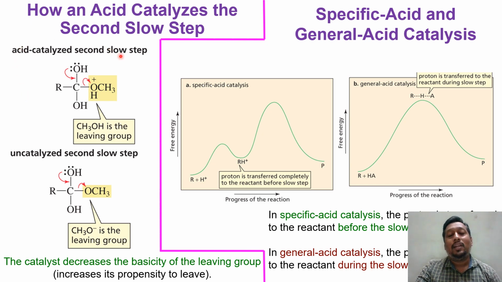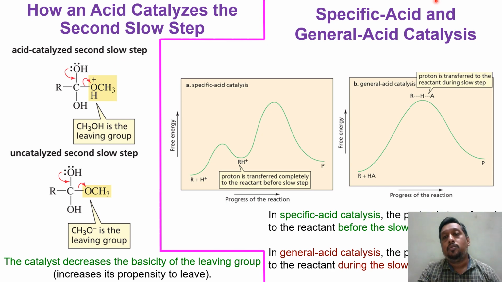Now, you would be clear that there are two slow steps whose rate an acid can increase. In the first one, the acid coordinates to the carbonyl oxygen, thereby increasing the electrophilicity of the carbon so that a nucleophile can easily attack. In the second slow step, the acid can coordinate to the leaving group, thereby decreasing its basicity and converting it into a better leaving group.